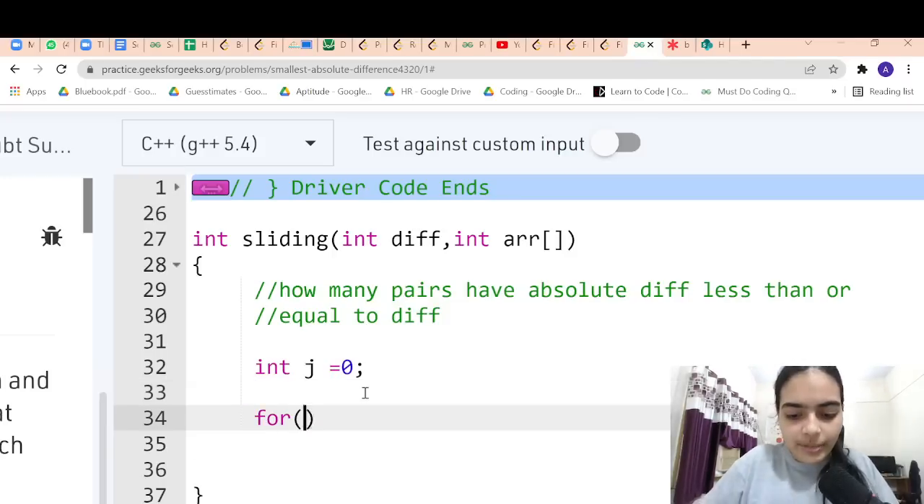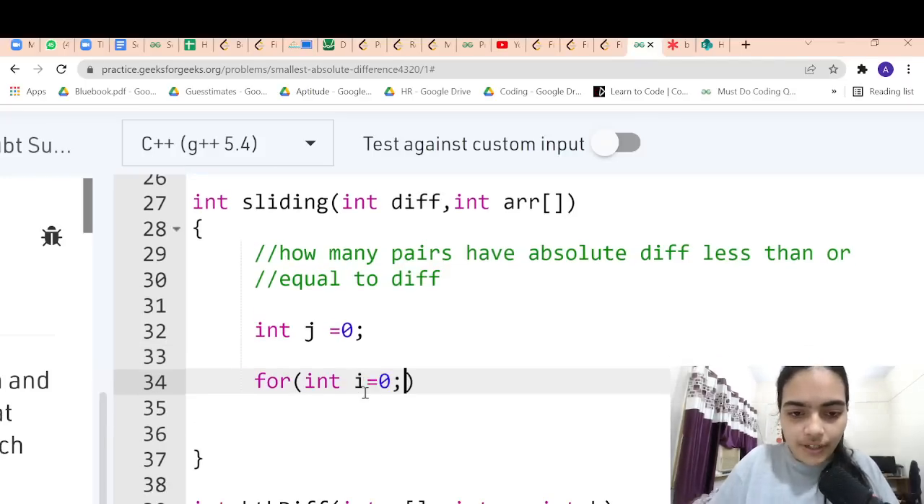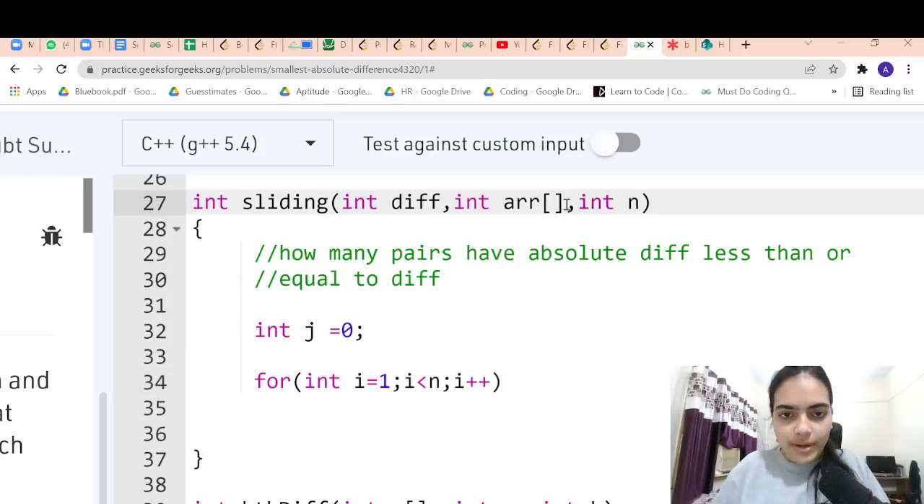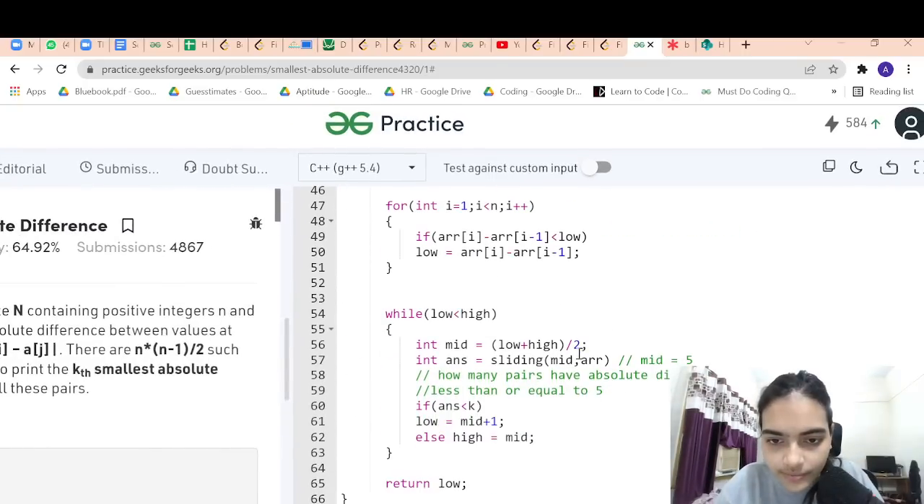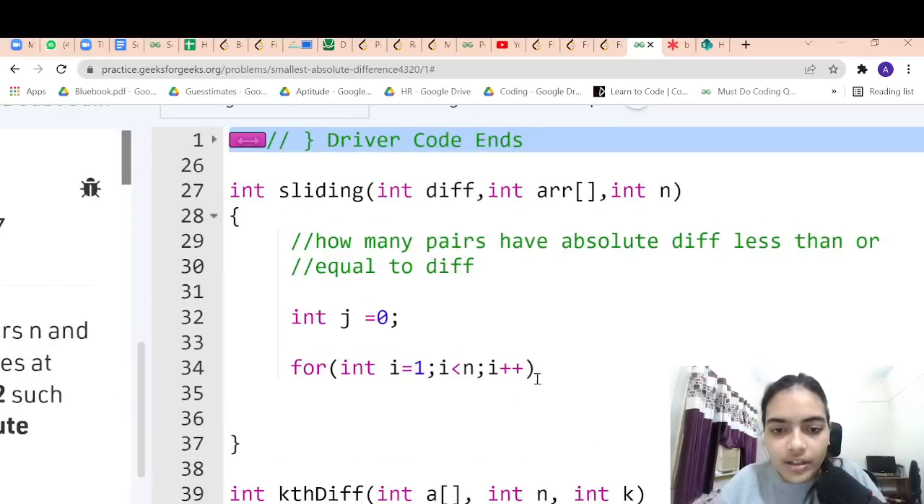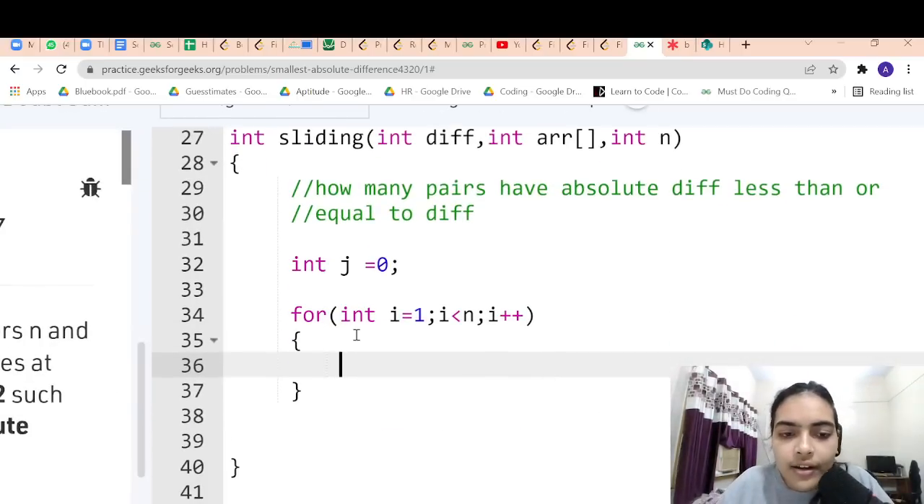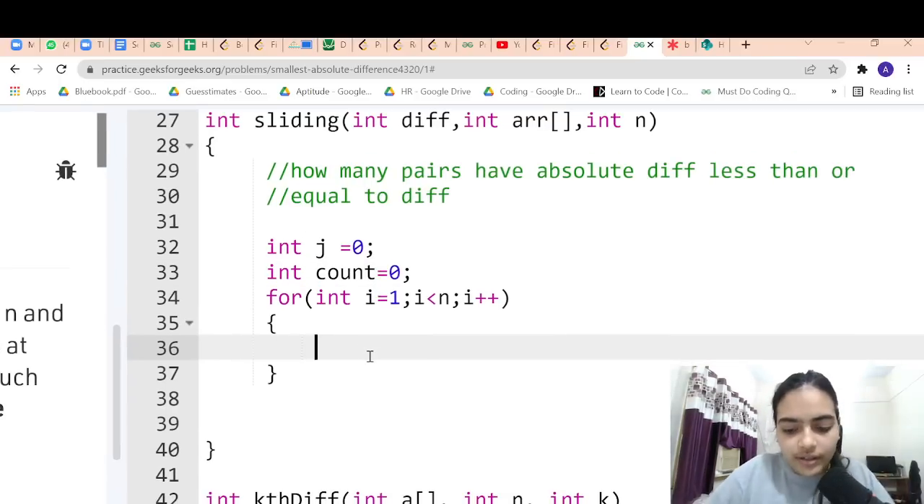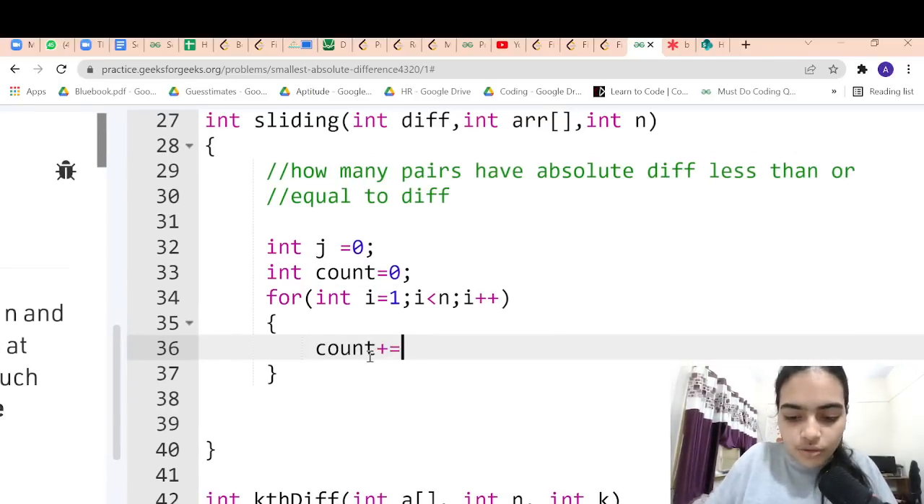So let me take I pointer. I is equal to 1, I less than n, I plus plus. Let me also pass n in the function. Okay, now what I'm doing, I'm also keeping a count variable. Count is initially 0. I should always do count plus equal to I minus j, right? When should I do this?